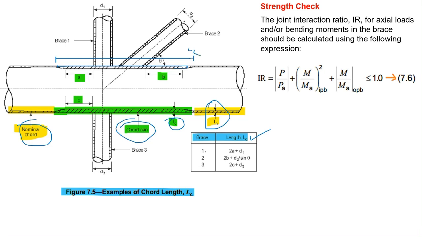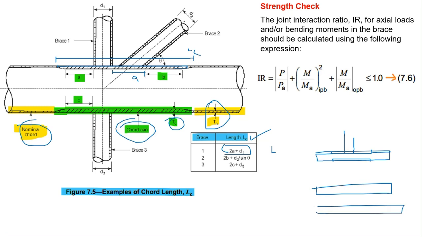For example, brace 1. If we have only one brace, this brace has D1, so the value here is A and another A will be here, and this D1. So 2A plus D1, that's the can length. That means we have the chord and only one brace. This is the D1, and here we have the thickened can and here we have the nominal value. That means it will be like this. This is the can, this is the nominal thickness, and here we have the brace.